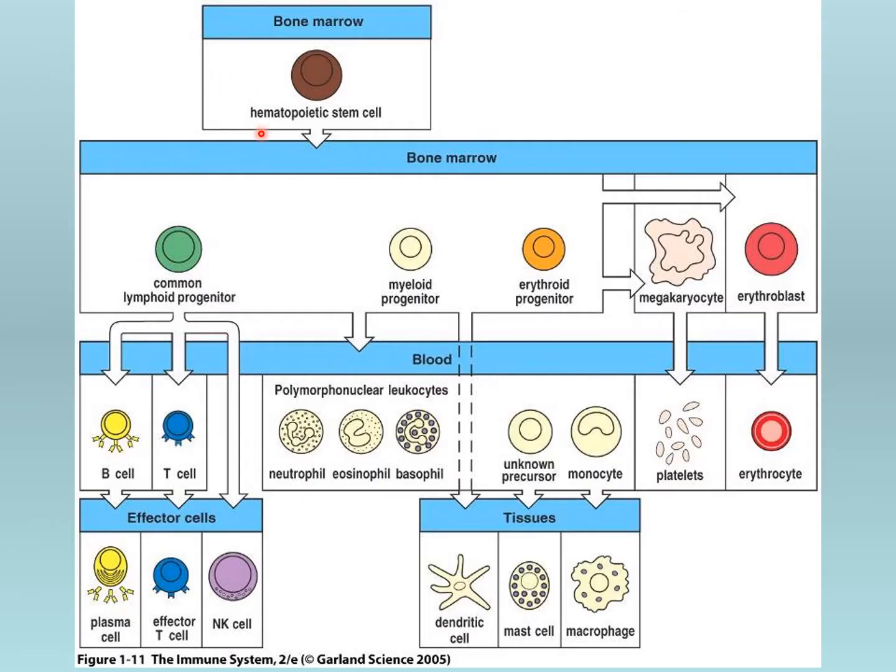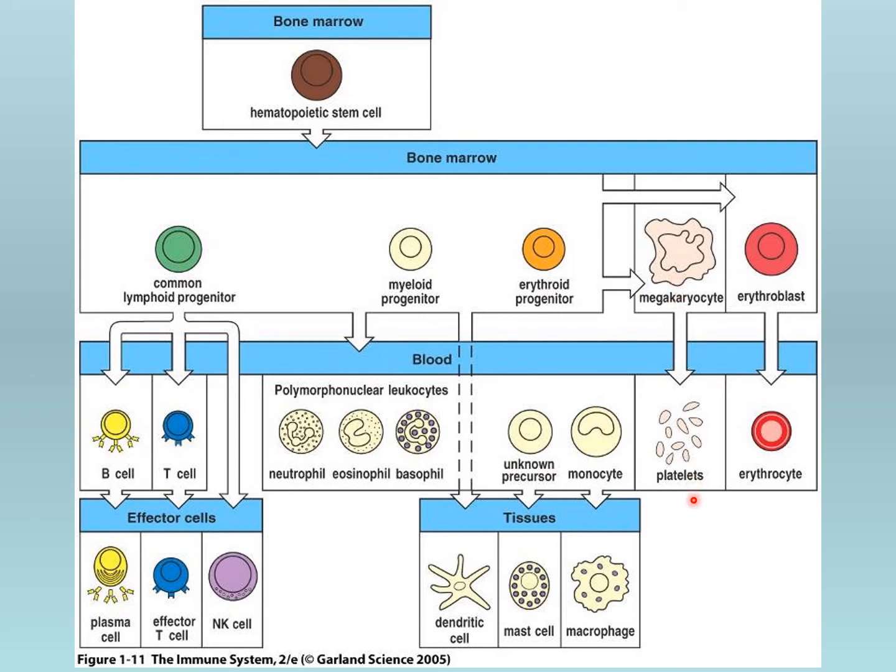As you can see, when the hematopoietic stem cell in the bone marrow follows the erythroid lineage, it can develop into an erythroblast, which forms erythrocytes or red blood cells. When it forms a megakaryocyte, it develops into platelets.